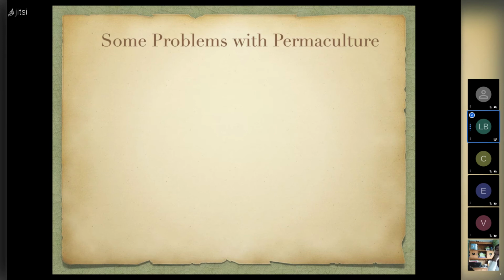So finding ways of, just like in that example I gave before, redirecting something that's negative into something positive. And that's what I've seen in permaculture. But that's not to say that there aren't issues and that there aren't things that should be talked about. So I just want to talk about a few of those now.